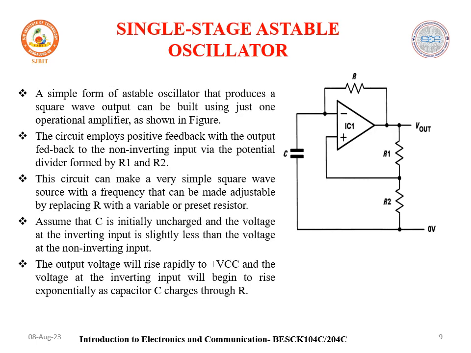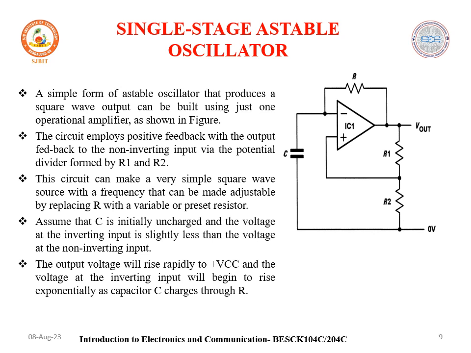Consider a single stage astable oscillator. An astable oscillator that produces a square wave output can be built using an op-amp. The circuit employs positive feedback, with the output fed back to the non-inverting input via the potential divider formed by R1 and R2.